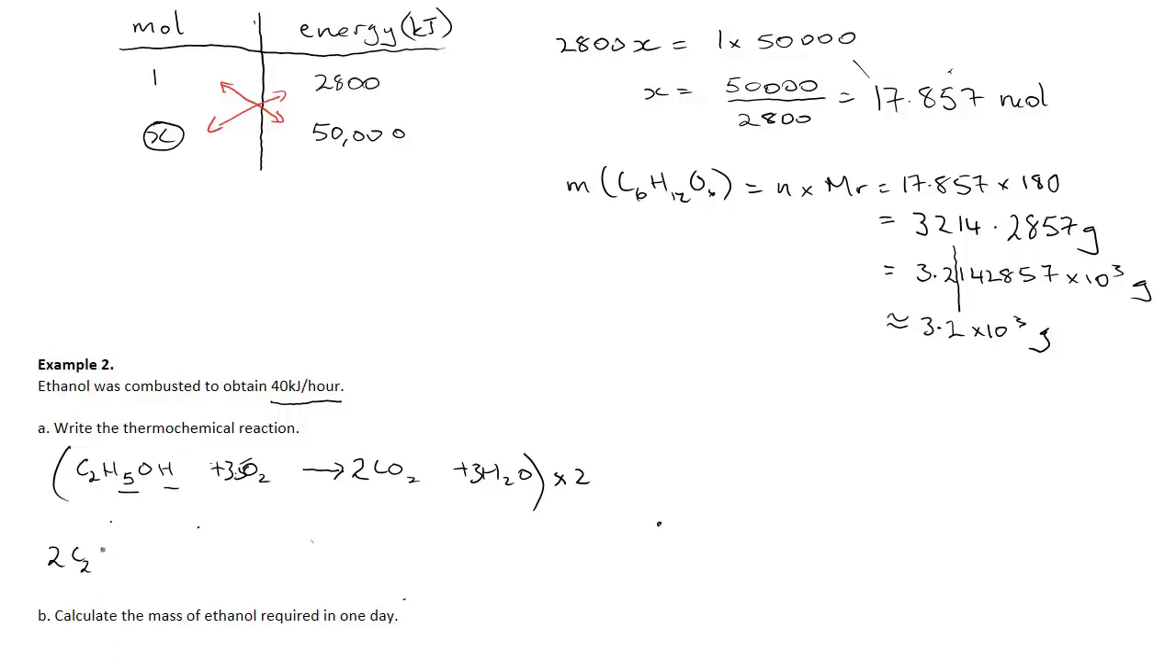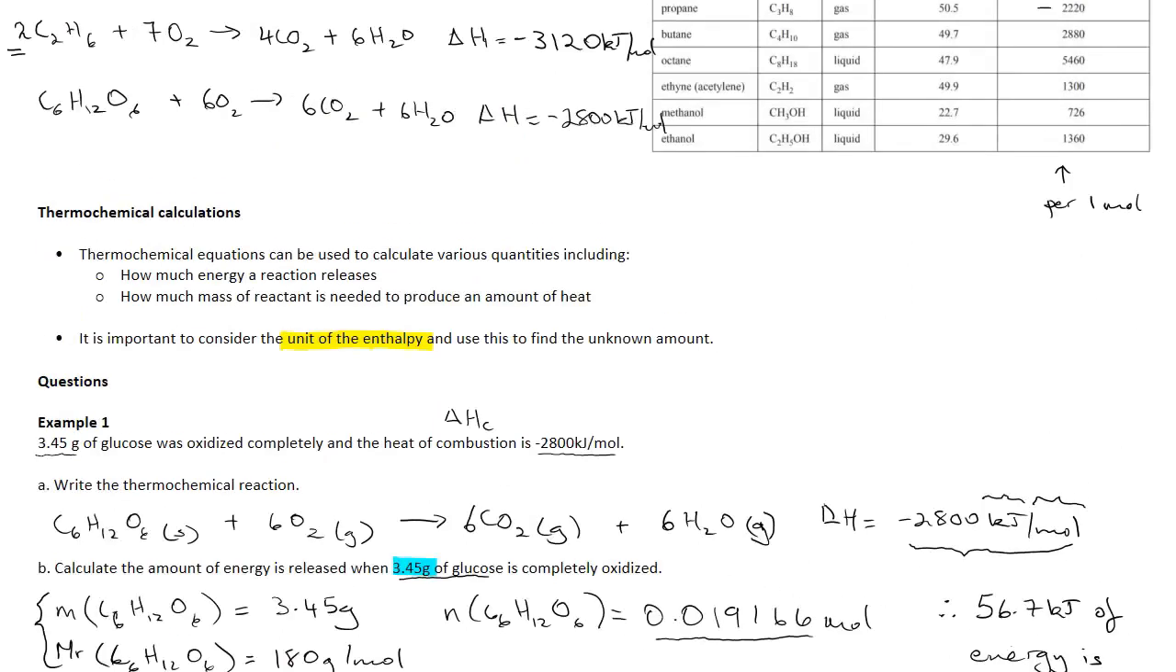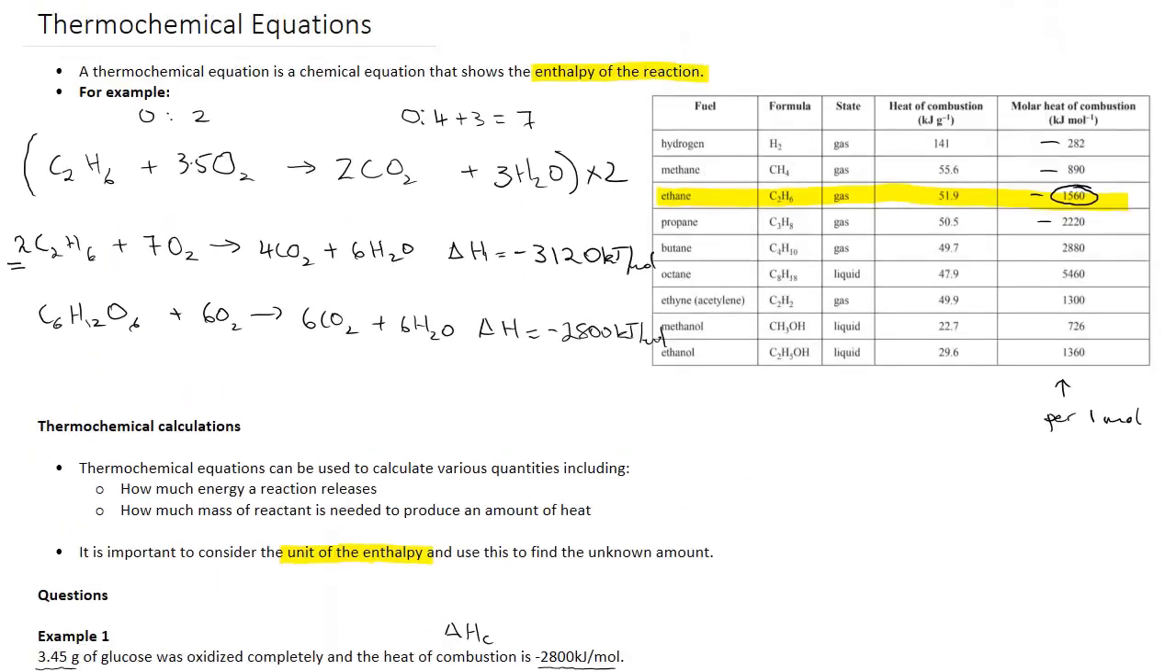So C2H5OH, usually it's a liquid state, plus 7 oxygens in a gaseous phase gives us 4 carbon dioxides and 6 waters, and both of those are in gaseous phase. Now we're not given any enthalpy, but that's okay because we know from our data book we can find the enthalpy of ethanol.